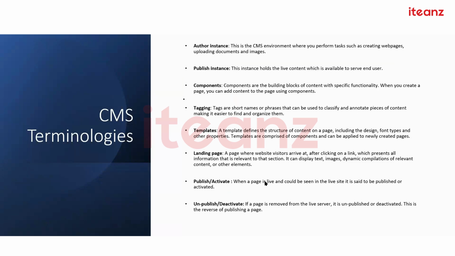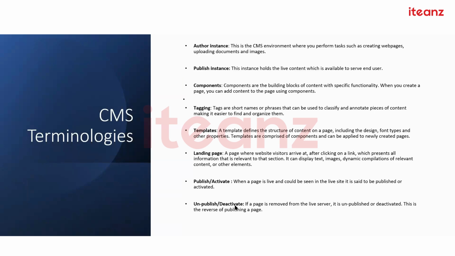If you want any page to be available in your publish server, we say we publish this page or we activate this page. This is the terminology we use. Similarly, if I want any page or content to be removed from your publish server, what I say is unpublish or deactivate.